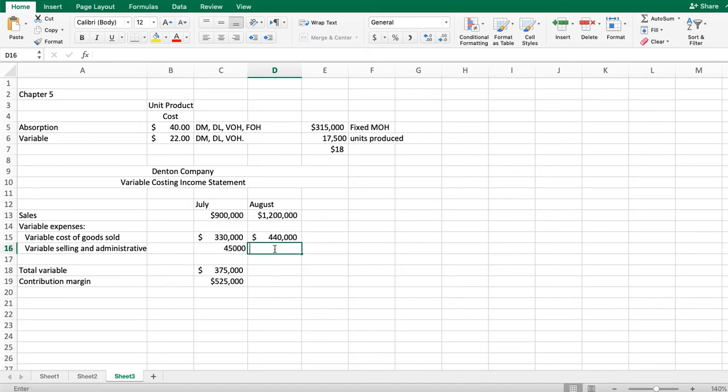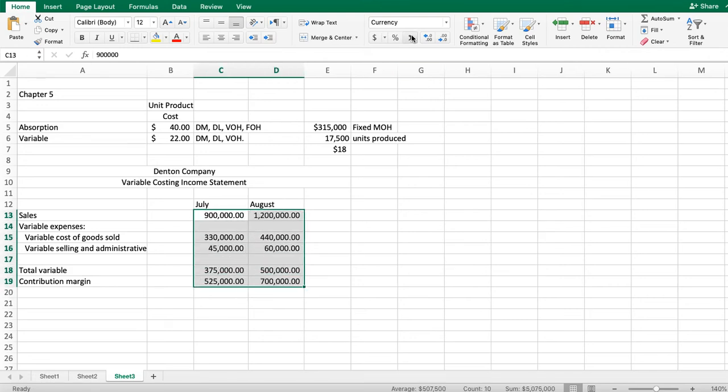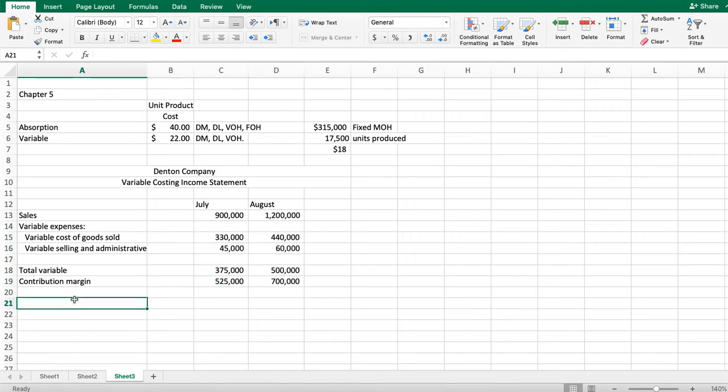And then we sold 20,000, and we multiply that times our variable selling and administrative, which is $3. And then again, I can carry these formulas over. I have my total variable expenses, and sales minus variable is my contribution margin. I've just got my formatting all messed up, so let's switch over, there we go, that's much better. Okay, and then after my contribution margin, I'm going to have my fixed expenses listed.